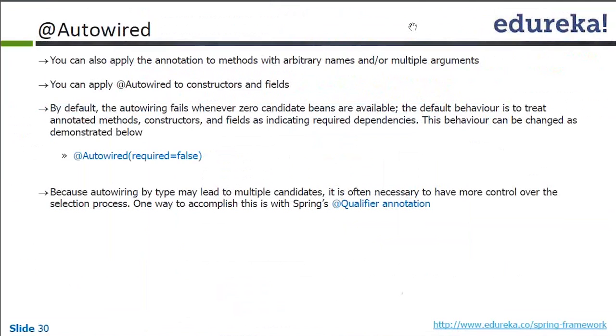Because autowiring by type may lead to multiple candidates. See, multiple candidates. That means we have seen the 5-star and 3-star example, right? So how can we get rid of that problem? We will see. It is often necessary to have more control over the selection process. One way to accomplish this is with Spring's @Qualifier annotation.